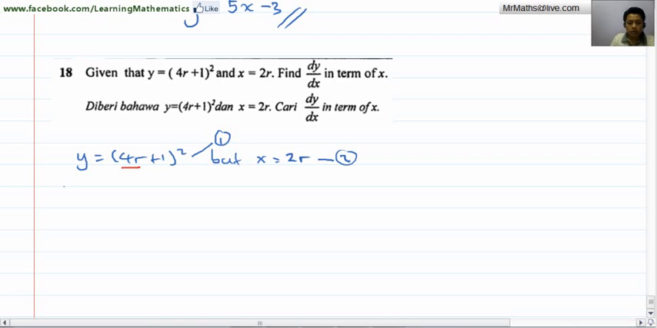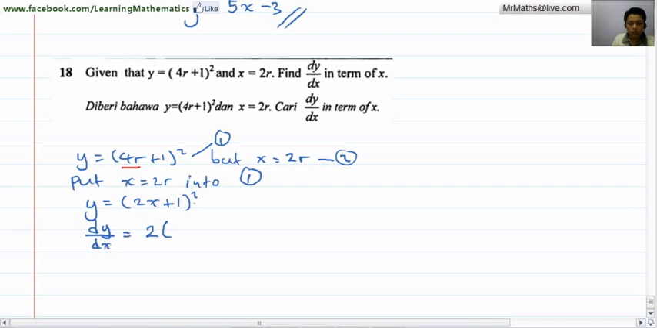Then put 4r equal to 2x into equation 1, and that will become y equal to (2x + 1) squared. So dy/dx is going to be 2, reject the 2 over here, and then I just write 2x + 1, and differentiate the one inside the bracket, which becomes 2. Then the answer is 4(2x + 1)... so this is the answer.